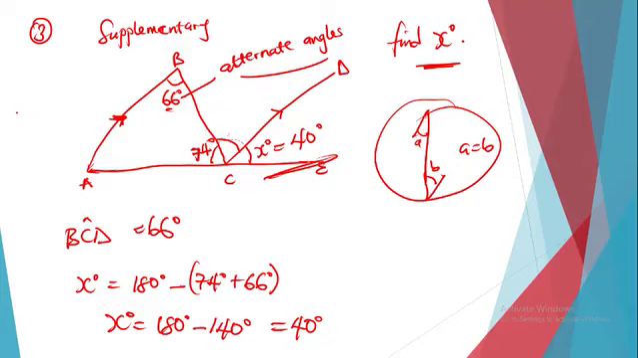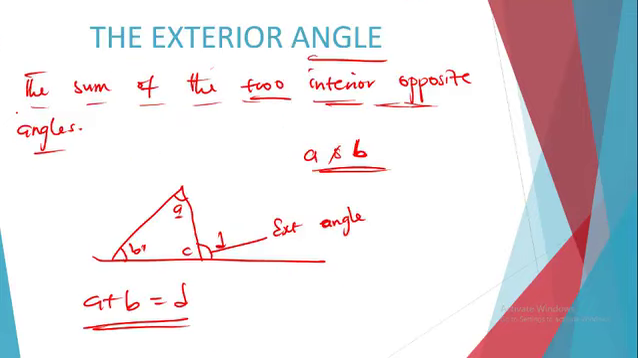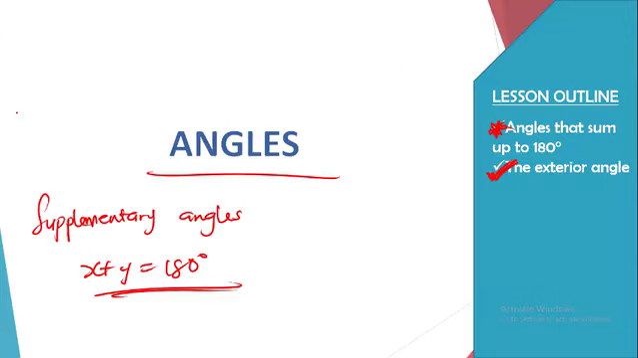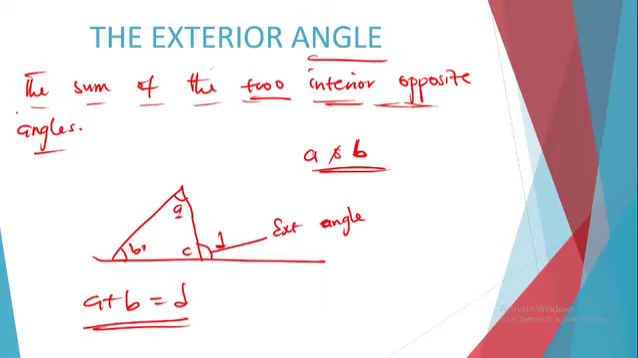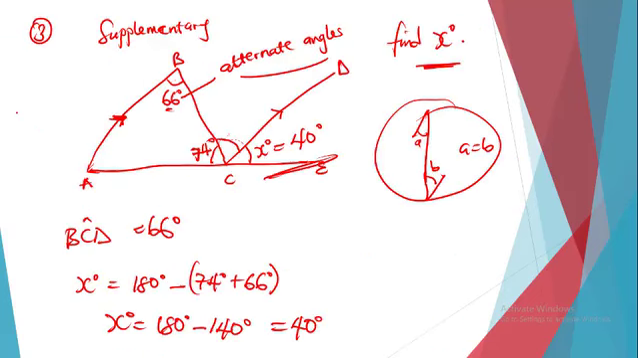Welcome back. So far we've been able to cover angles, and we've talked about exterior angle, where we said that A plus B is equal to D, and exterior angle is equal to the sum of the two interior opposite angles, and we solved some examples.